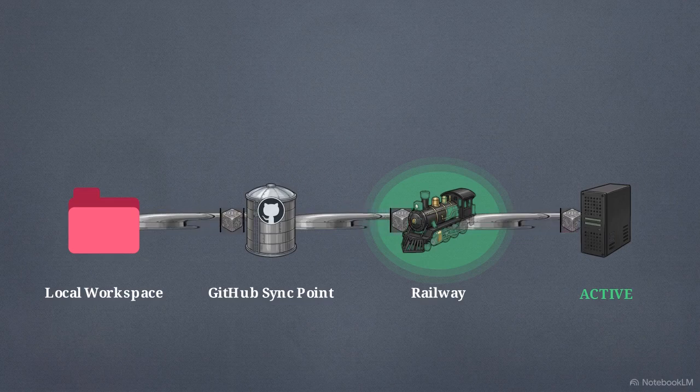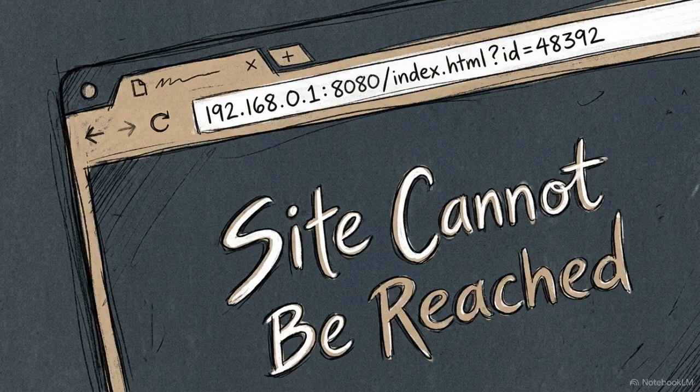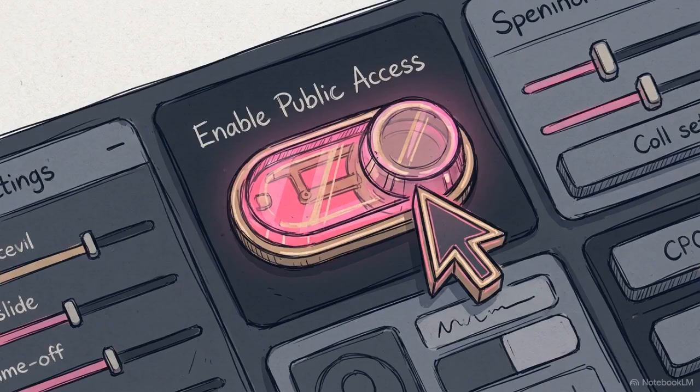The GitHub repository functions as the sync point. Every update the AI saves locally is automatically pushed to the live server for deployment. The server is now running the code, but it is not yet visible to the public. We need to create a designated entry point for web traffic.